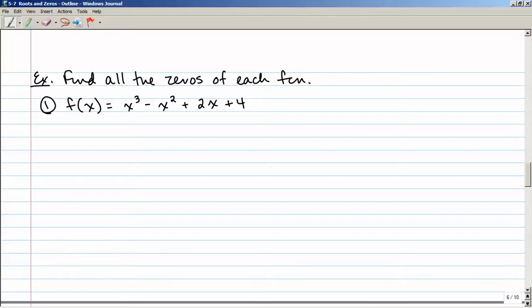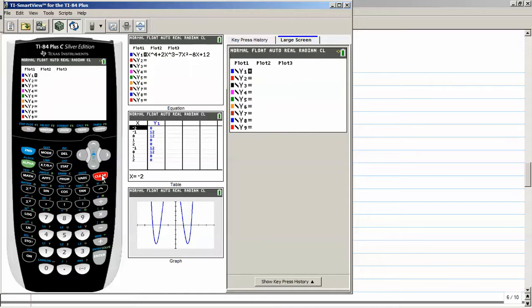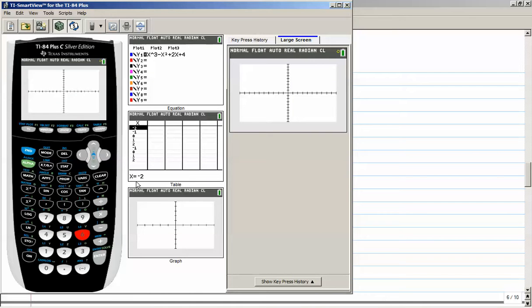I don't know what a zero is, so I'm going to go ahead and graph that. So let's go back to our calculator. I have x cubed minus x squared plus 2x plus 4. Let's see, I probably need to zoom back out to a standard window. And looking at the graph of this, well, it looks like it only crosses the x-axis in one spot. It looks like it's negative 1.